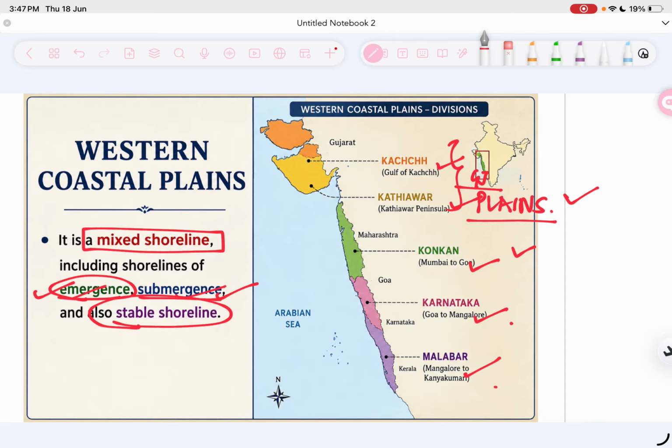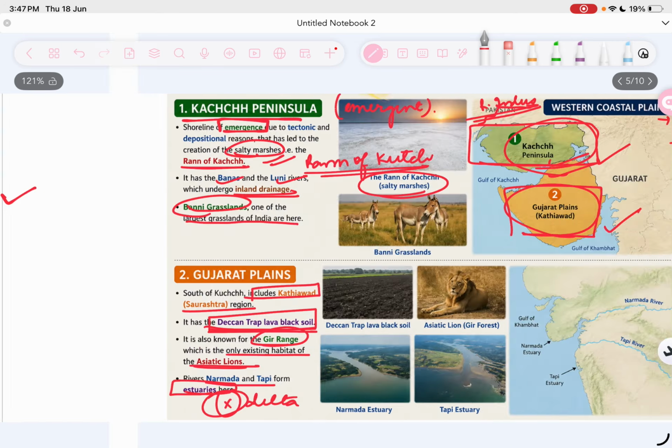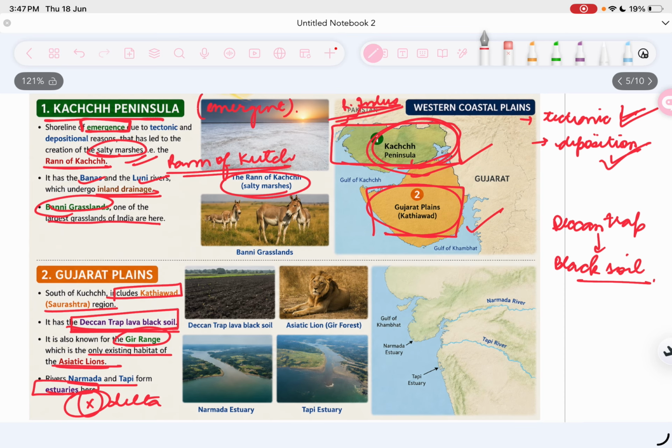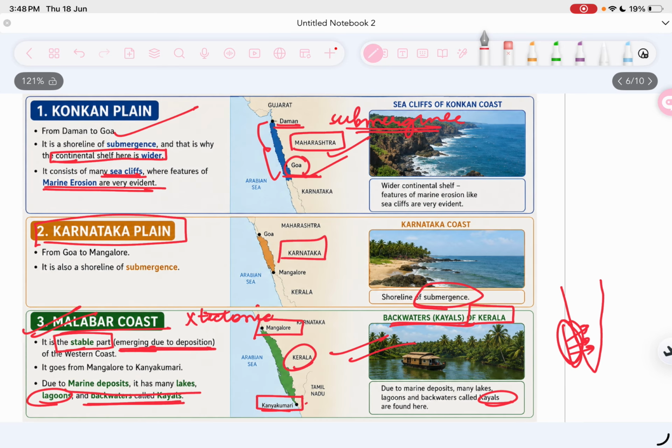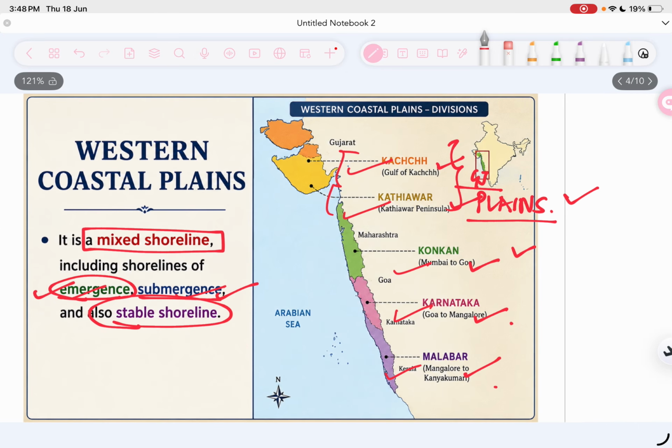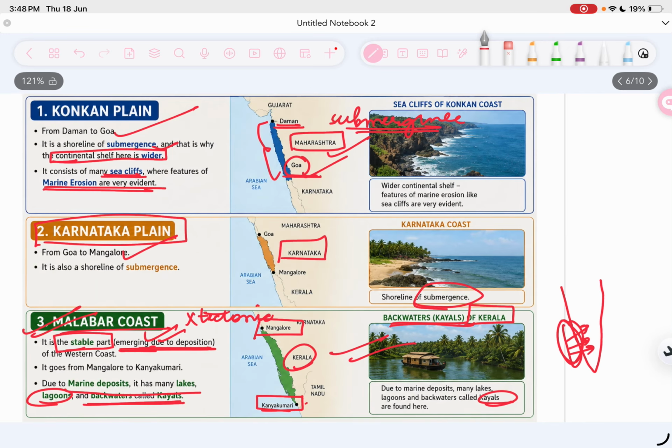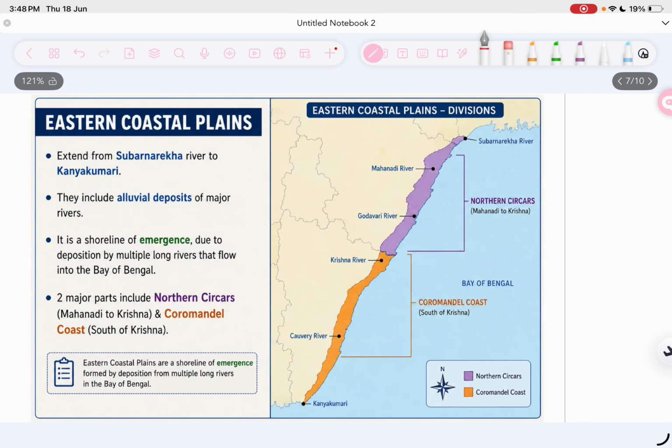We have basically discussed till now that there are Kutch and Kathiawar. These form the Gujarat plains, then Konkan, Karnataka, Malabar. Kutch is basically emergent, Konkan is basically submergence, Karnataka is basically submergence, and Malabar is also emergent. Thus, in the start we mentioned that the western coastal plains are a mixed shoreline. That is, they consist of both emergent and submergent, and stable coastline, stable being the Malabar coast.